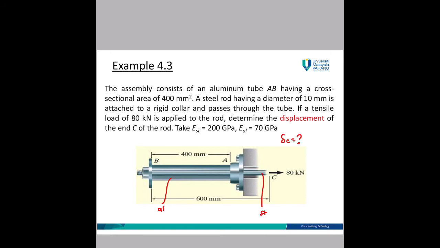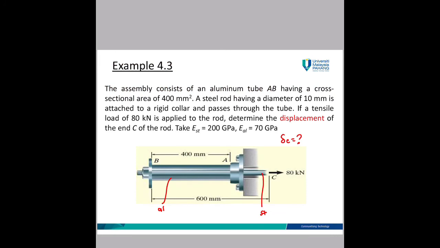Subjected to B. Okay. This question already gave you the A value, which is equal to 400 mm square, and the diameter is 10 mm for steel. This one is for aluminium and steel. P is 80 kN, and you need to calculate the displacement at C.